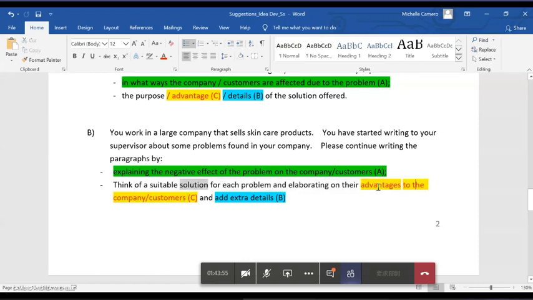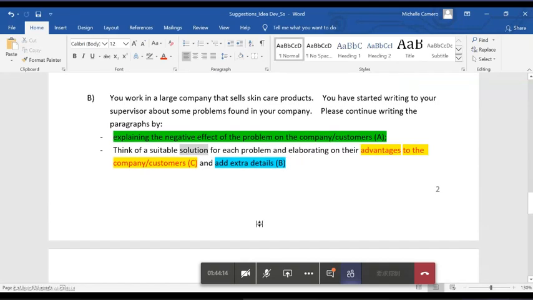I don't like how they say this because really it's the advantage of the solution. But obviously this advantage will have a positive effect on the company or customer. That you have to do this. You have to do step C. And then if you can, try to add some extra details about the solution. All right, again, we've only got 4 minutes, so I'm really sorry.